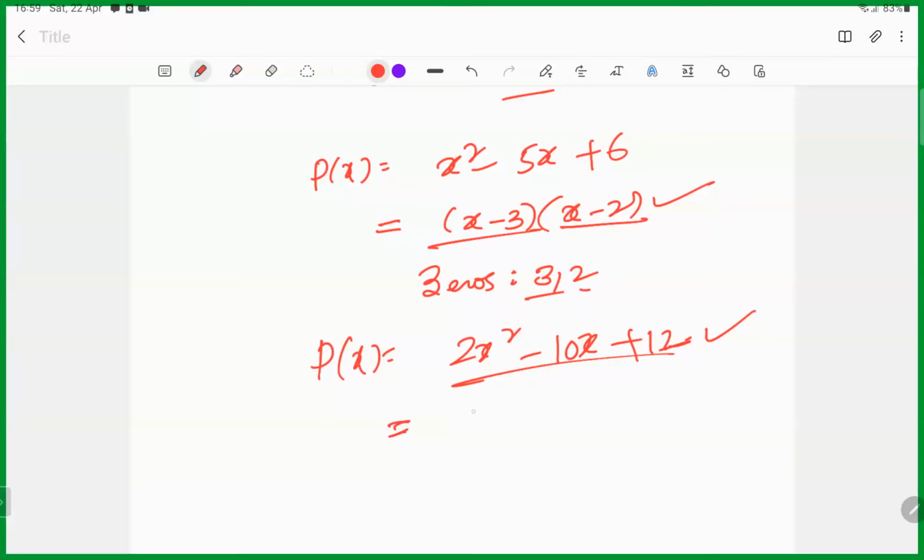Sorry, 2x? 2x minus 2. And x plus 6. It's 2x square minus 10x plus 12, yeah? Yes, sir. I think there is something wrong. Yeah, check, Kaushik. This is wrong. Multiply and check it.